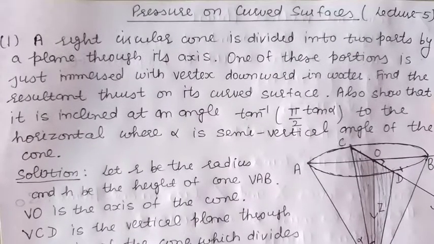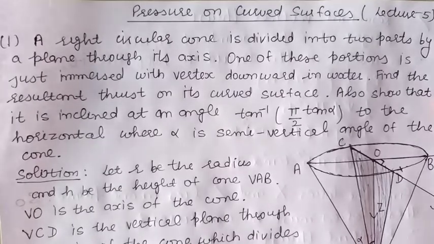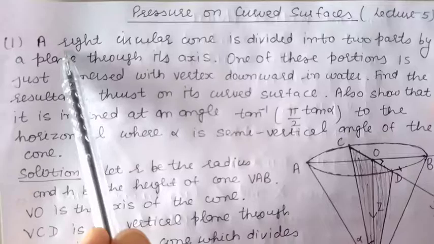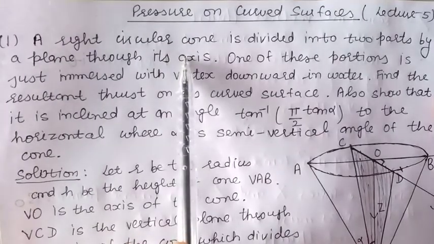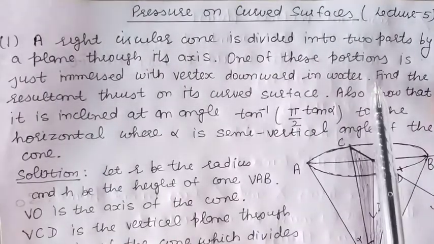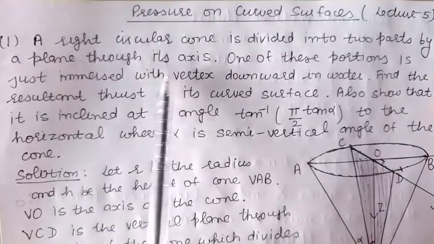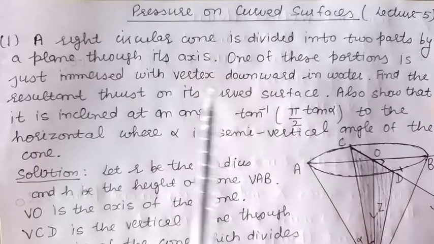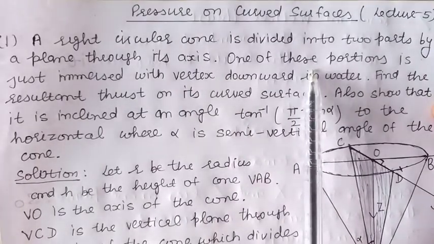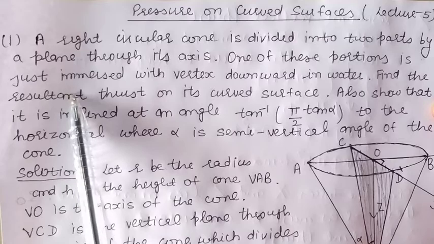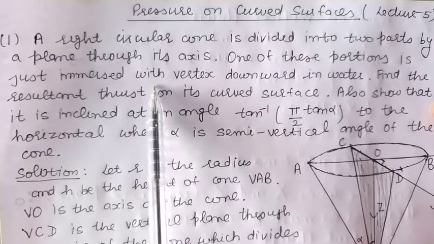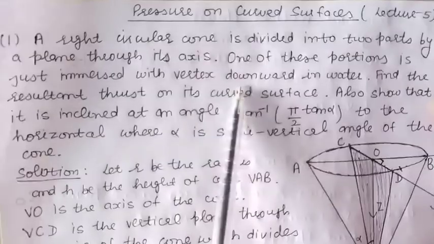In today's lecture, we will discuss problems related to pressure on curved surfaces. First problem: a right circular cone is divided into two parts by a plane through its axis. One of these portions is just immersed in water with vertex downward.